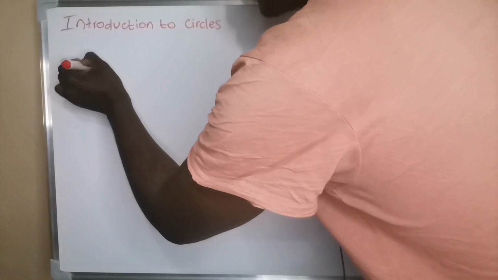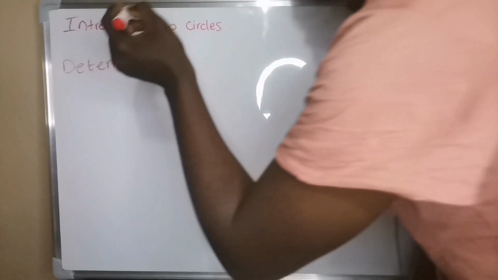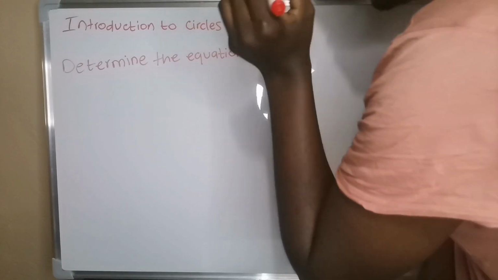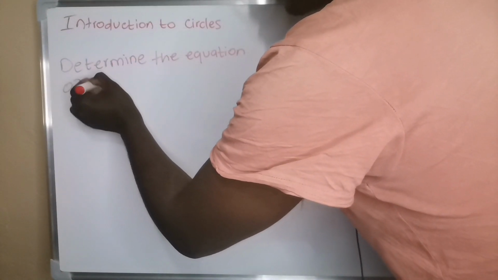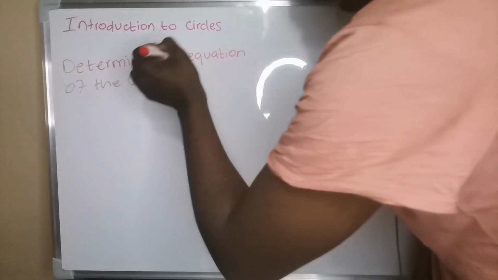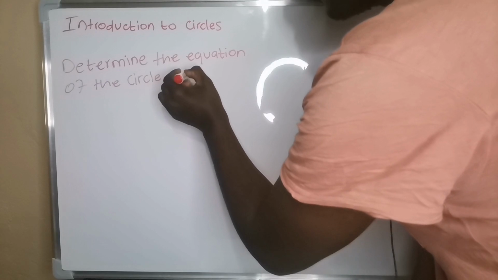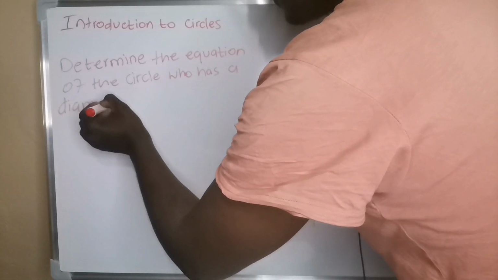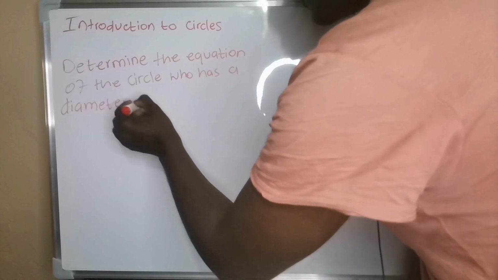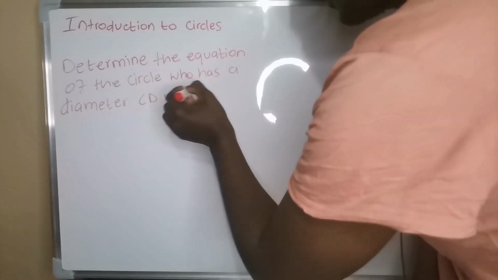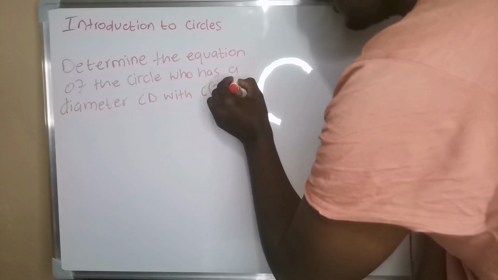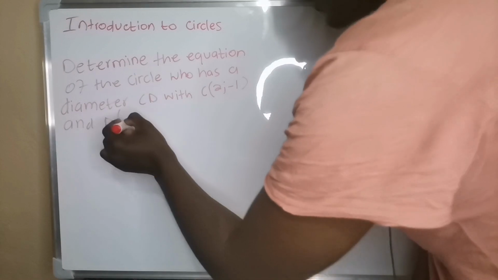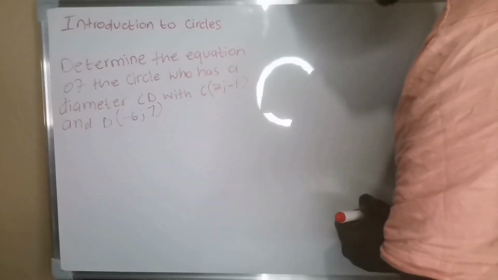Determine the equation of the circle whose diameter is CD, with coordinates of C as (2, negative 1) and D as (negative 6, 7).